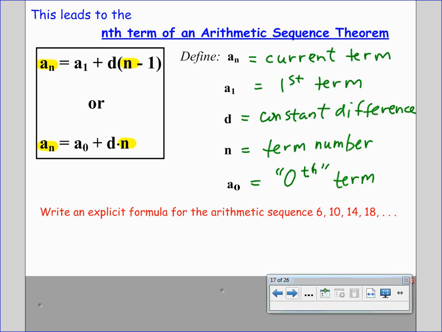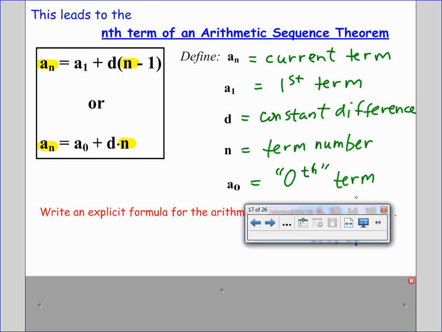Let's go ahead and write an explicit formula for the arithmetic sequence 6, 10, 14, 18. First, we'll do a quick check. Between successive terms, is there a constant difference? Yeah, it looks like up 4, up 4, up 4. And so this is arithmetic. Let's go ahead and use our formula then to write an explicit formula for that sequence.